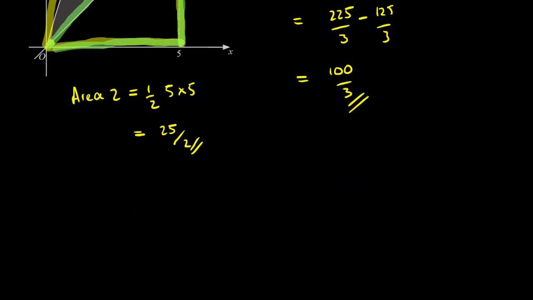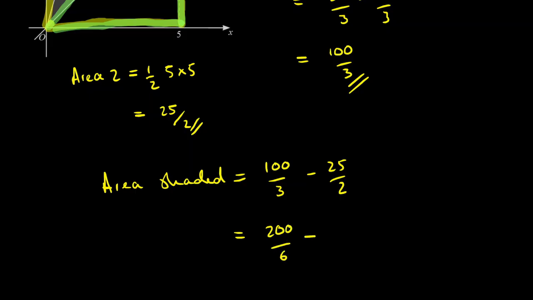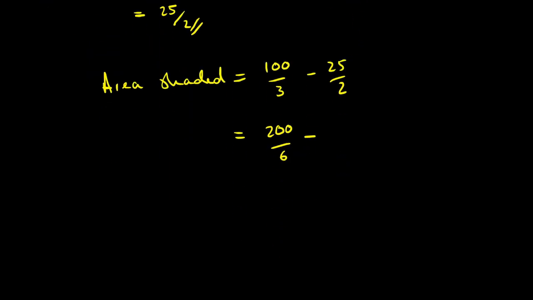Okay then, so what's the area of the shaded region? The area of the shaded region is going to be equal to the area under the curve minus the area under the triangle. And we just got to simplify this, so I'm going to turn them into fractions. We're going to get 200 upon 6 minus 75 upon 6, and that's going to be equal to 125 all upon 6. Okay?